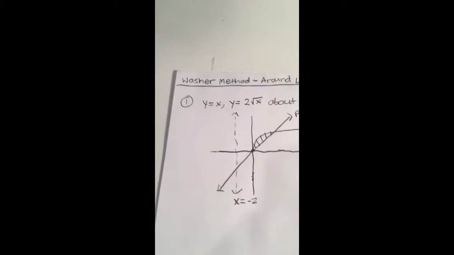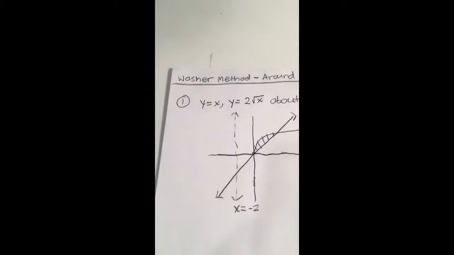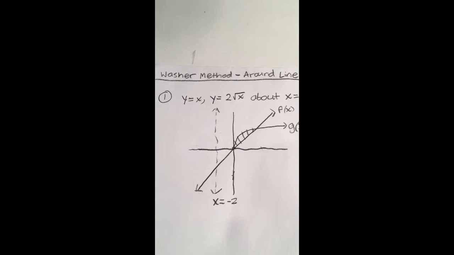Our first example is the area bounded by y equals x and y equals 2 times the square root of x, being rotated around x equals -2. Again, notice our function on the right will be f of x, big R, which is y equals x, and our function on the left, g of x, or little r, will be y equals 2 rad x.